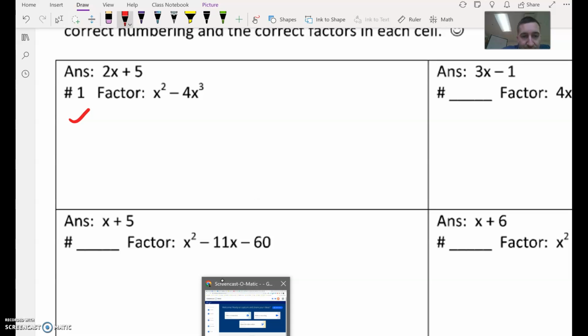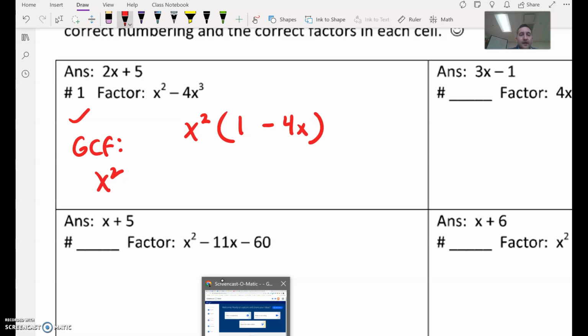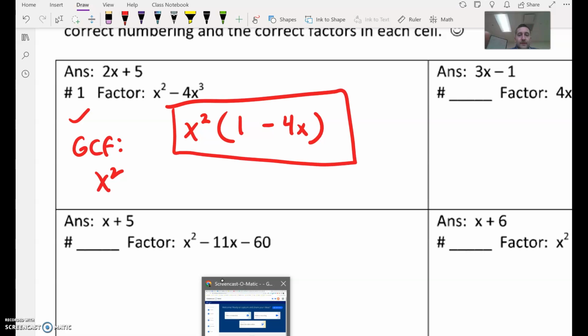It says to factor this. I'm thinking of my methods. This looks like they share something in common. This has 2 x's in it. This has 3 x's in it. So to factor this, this has a GCF of x squared. So I'm going to pull that out on the outside, and it's going to leave behind a 1 minus x squared times 1 is x squared, times 4x goes there. So there is my answer right there.